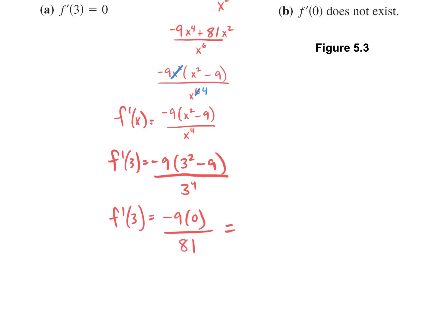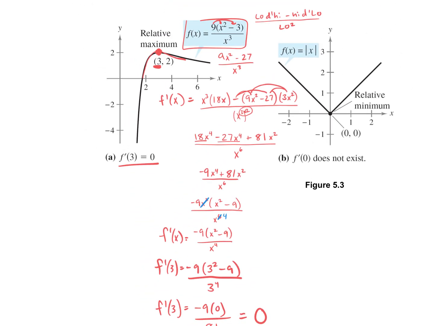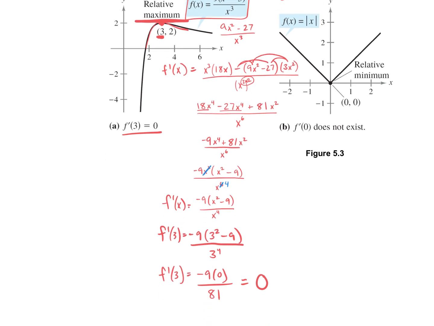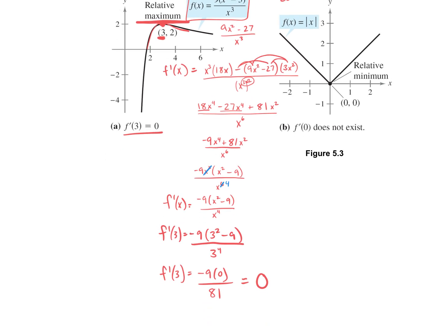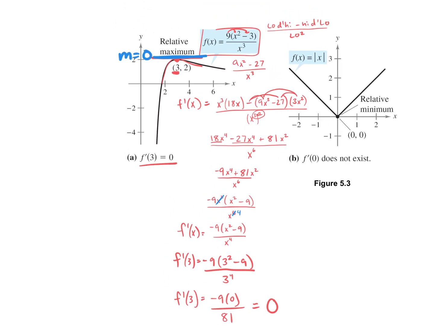What do we get? What's negative 9 times 0? 0 over 81, which is 0. It gave us the answer here, but that's how we would find it. So what would our slope of our tangent line be? At our point here, at 3, 2, our tangent line would have a slope of what? 0, which makes it a horizontal tangent line.